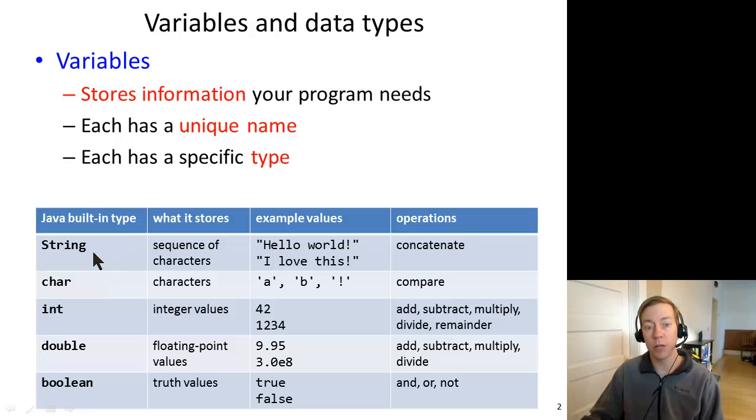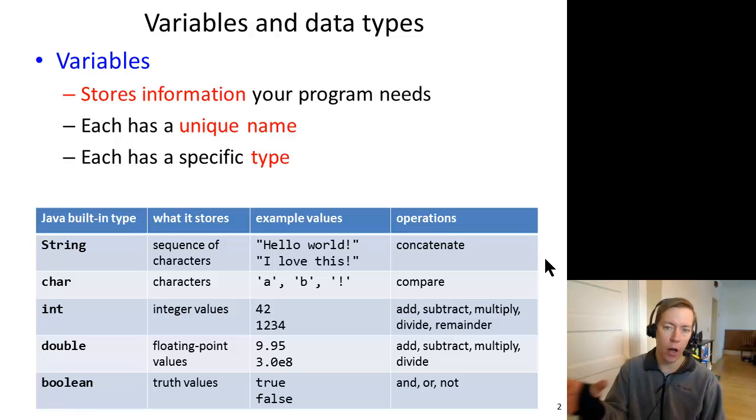First row here is the string data type, and we saw that a bit in the first video when we did the Hello World program. Strings, as you might expect, store sequences of characters. All right, and so an example might be "Hello World" or "I love this." And notice we've got double quotes. So whenever you have a string, you denote the data carrying part of that variable by putting double quotes and then whatever text you want in between the double quotes. All right, the main operation you can do with a string variable is concatenate. You can take one string and add on a little bit more from some other source.